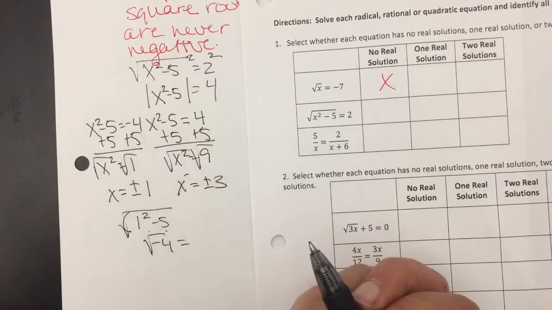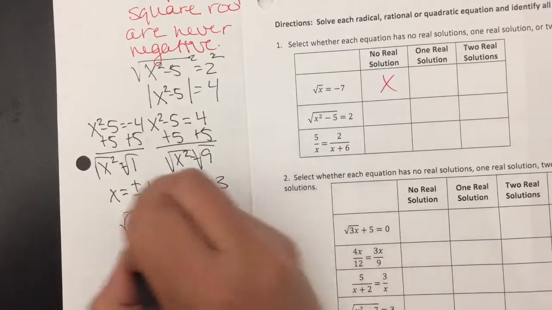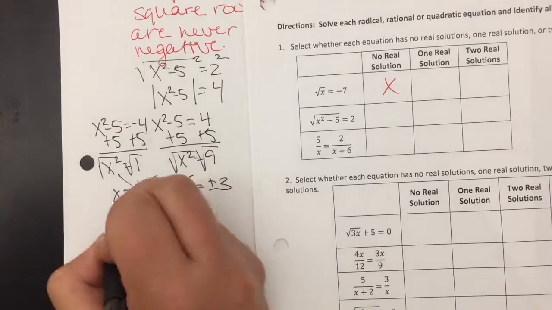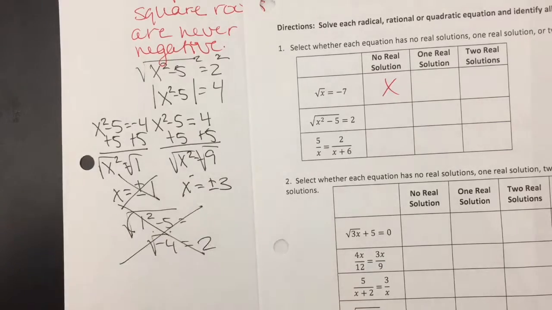And I can't square root a negative and get a positive 2. So this one I would get rid of. Okay? And that's because I can't have either one of those, because if I square negative 1, it won't work.